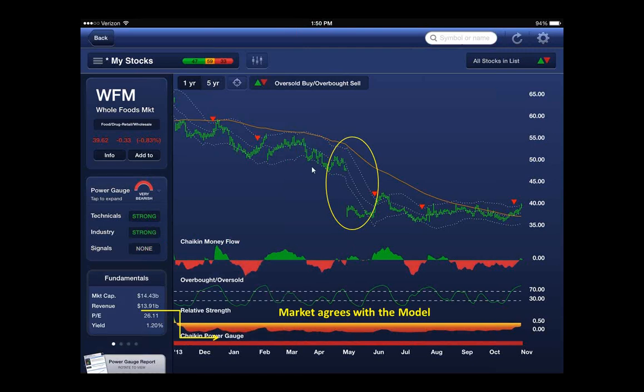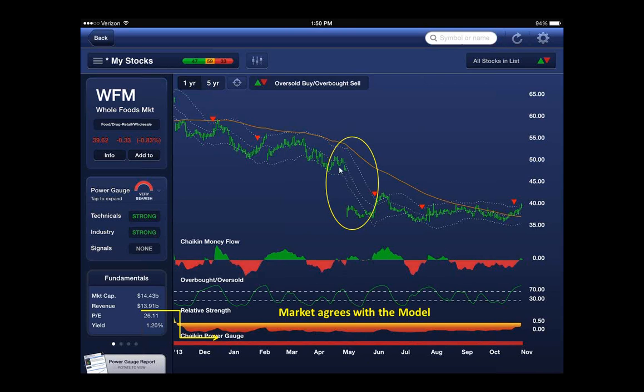One of them was Whole Foods. And what I say to folks when we're looking at stocks in Chaikin is the first thing to take your eyes to is right down here. You look at that Power Gauge, and you look at relative strength, and when you see they're both all red, it is very rare that you're going to see a stock do well, with a stock that behaves against the market so poorly and has characteristics that cause the Power Gauge to be so negative.